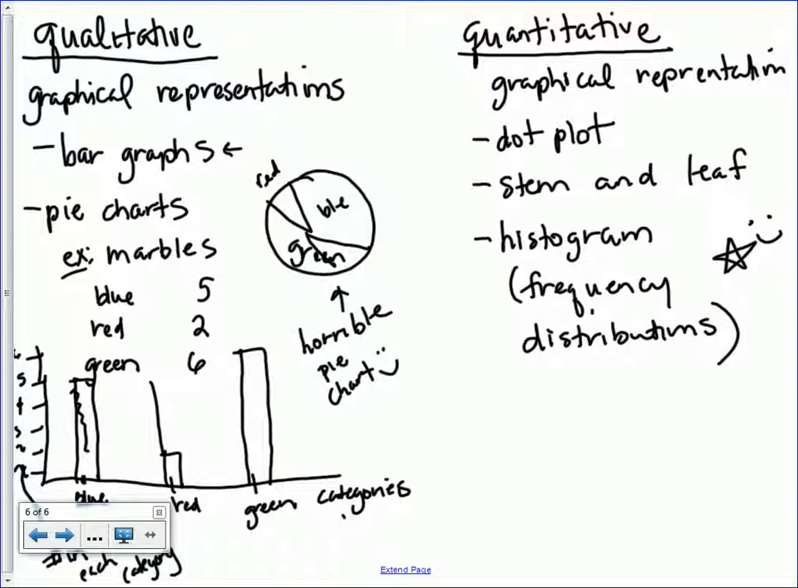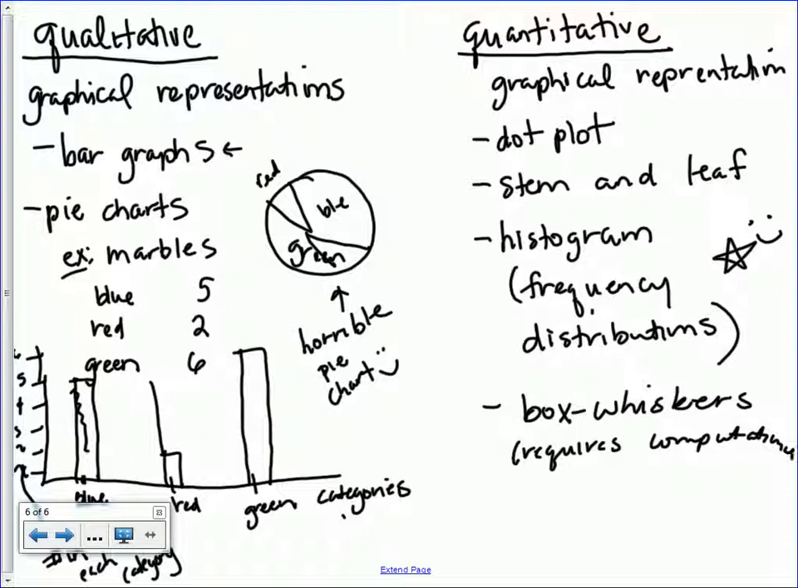We'll create them. The other, kind of the fourth one that we'll use is what we call a box whiskers plot. But box whiskers plots, it requires the computational descriptive statistics. So we're going to do the box whiskers later, and we'll start here with the histogram. What I want to do is, in the next lecture, actually create a frequency distribution or a histogram.